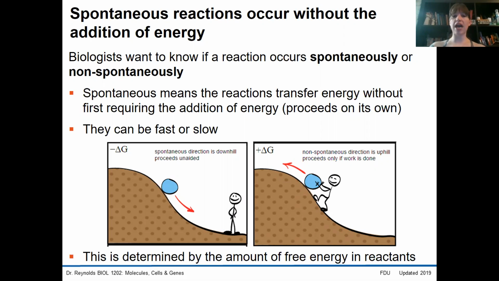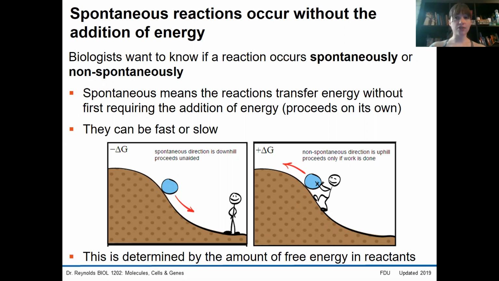Spontaneous means that reactions transfer energy without first requiring the addition of energy. You can think of this as something that will proceed on its own. That's why we use the word spontaneous. An example would be a rock at the top of a hill. A spontaneous reaction means that the rock will slide down that hill. You don't have to do anything. It likes to move downhill.